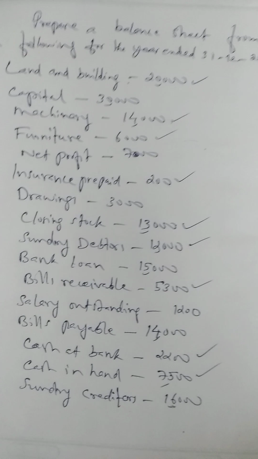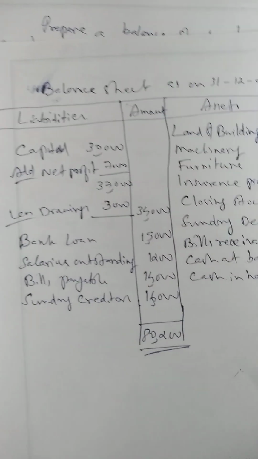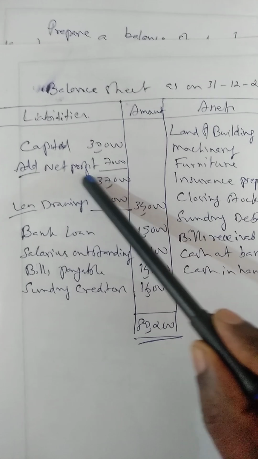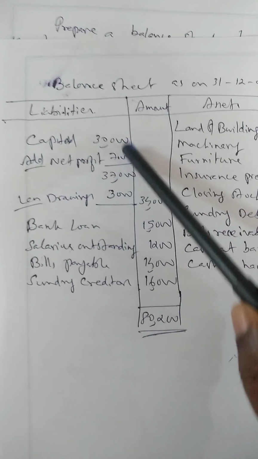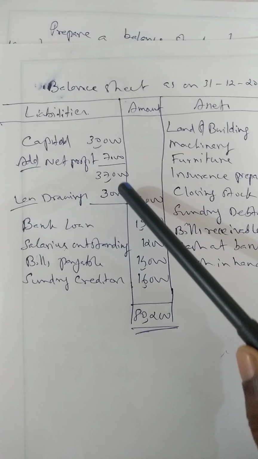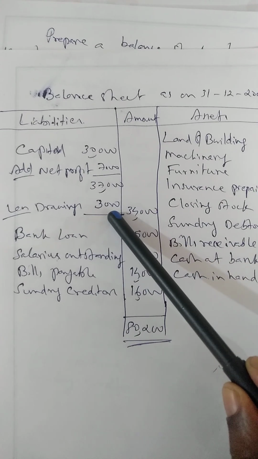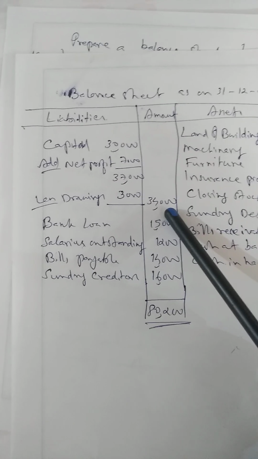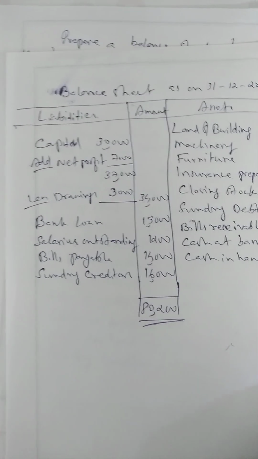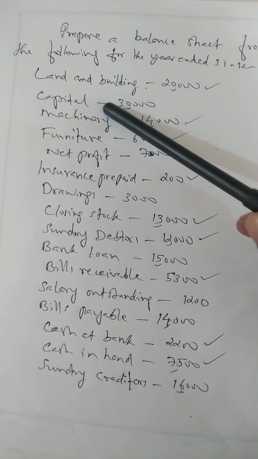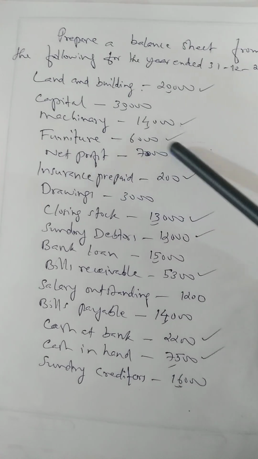So write these things like this. Take capital in the inner column, 30,000, add net profit 7,000, then 37,000. Then deduct drawings out of this amount, 3,000, and the net amount is shown in the outer column, 34,000. Right? So we have written this capital, net profit and drawings.